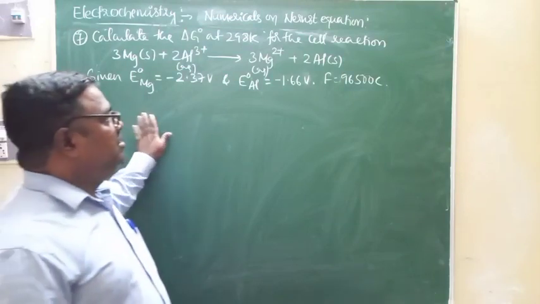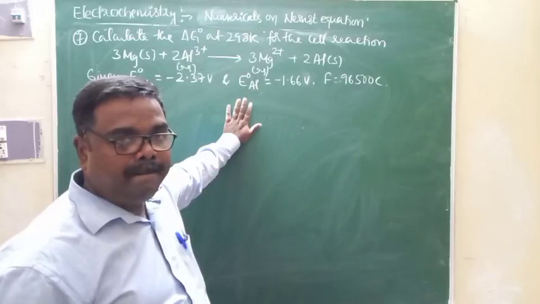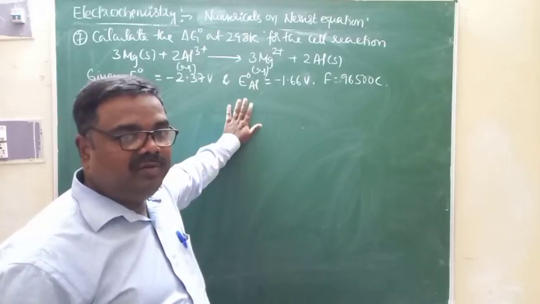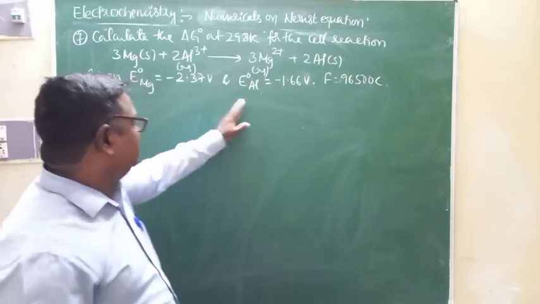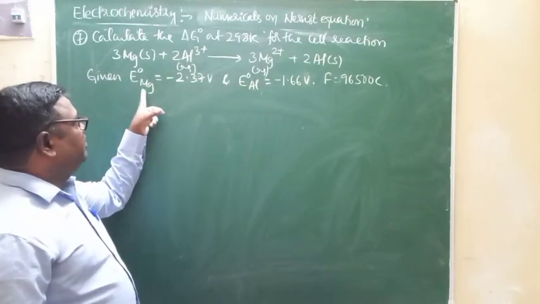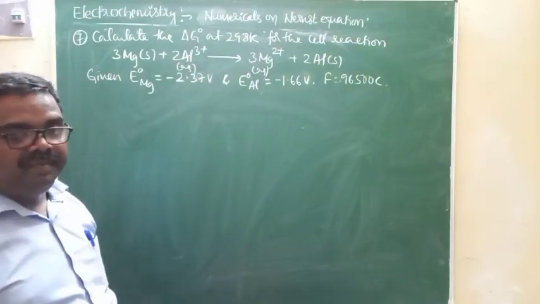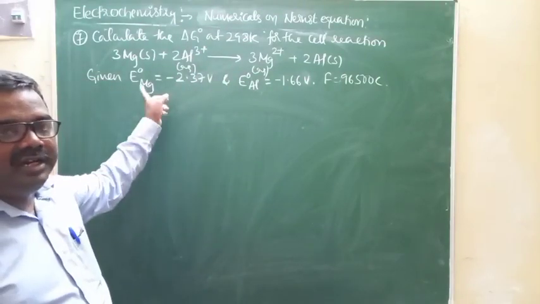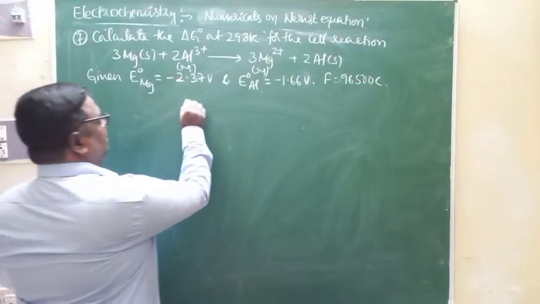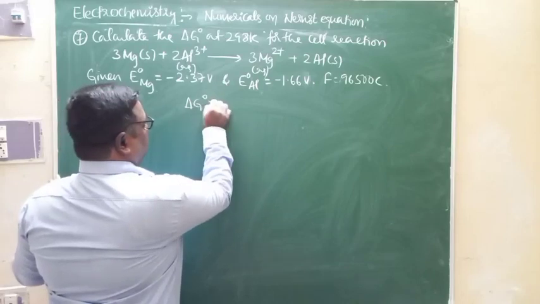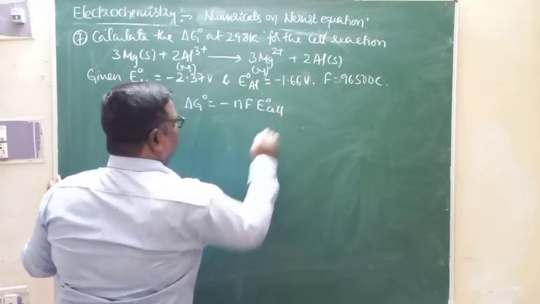So far, we were calculating delta G naught by knowing E naught of cell. In the problems we solved till now, E naught of cell was given directly, but here E naught of cell is not given. Instead, the standard electrode potentials of magnesium and aluminum in this cell reaction are given, and you can use those two to calculate the standard cell potential. Delta G naught is equal to minus n F E naught of cell. This is the formula.